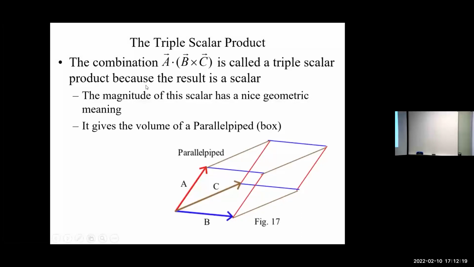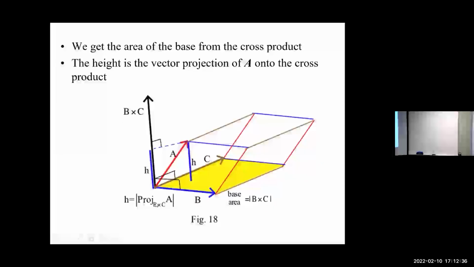Now, why this works? Well, actually, I'll show you on the next one. But we know B cross C gives the area of this parallelogram on the bottom. Multiplying that by the height of this thing would give the three-dimensional volume. Well, that height is just the vector projection of A in the direction of B cross C, because we know B cross C has to be perpendicular, just like the height has to be perpendicular to this box.